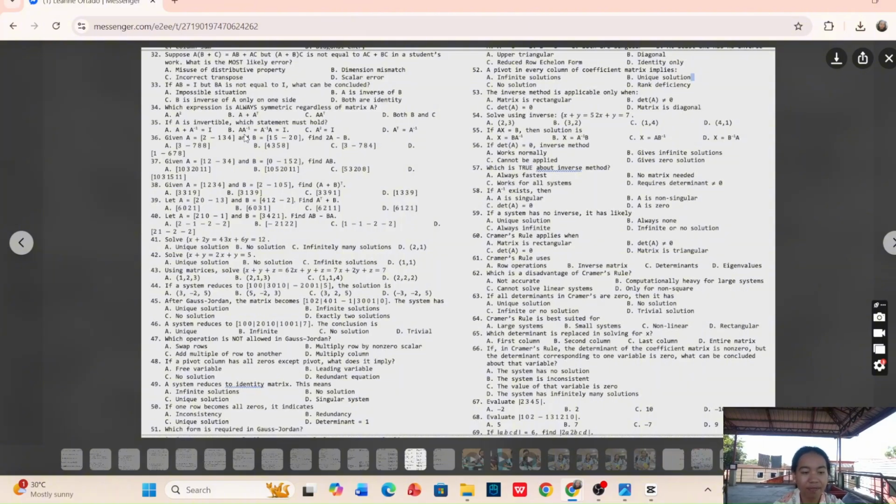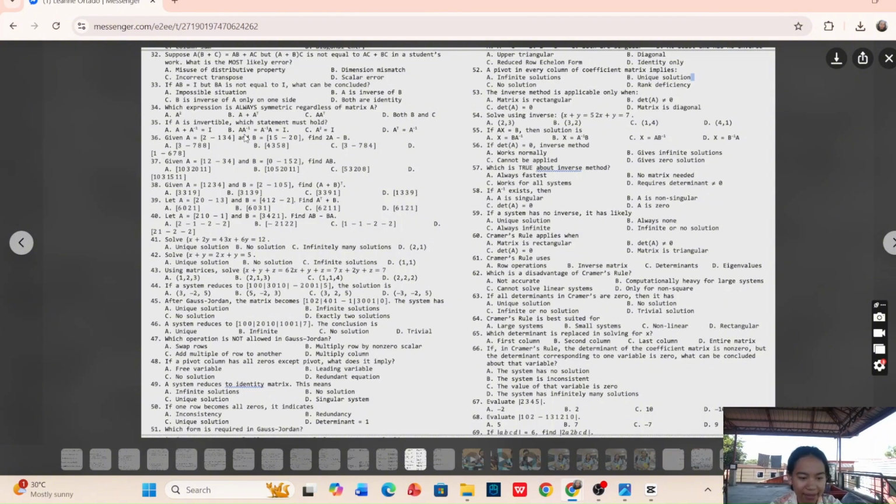Number 48. If a pivot column has all zeros except the pivot, what does it imply? A. Free variable, B. Leading variable, C. No solution, D. Redundant equation. The correct answer is letter B. It's because a pivot column represents a leading variable.